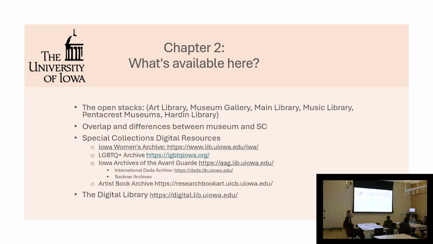And then, as far as overlap between the museum and Special Collections, whenever you're looking through, for instance, the digital library, which we'll get to, you might find works that are in Special Collections, and you might find ones that are here at the museum. And basically the main difference, to keep it kind of broad, is that when you request objects to view here, you can't touch them.